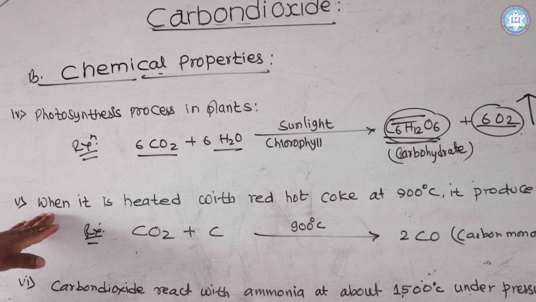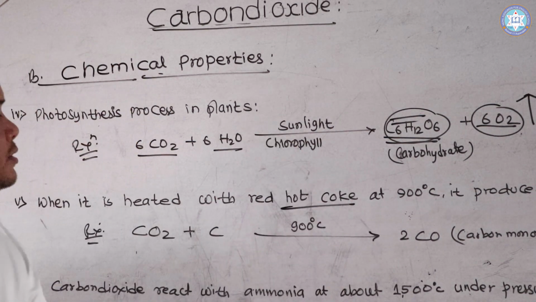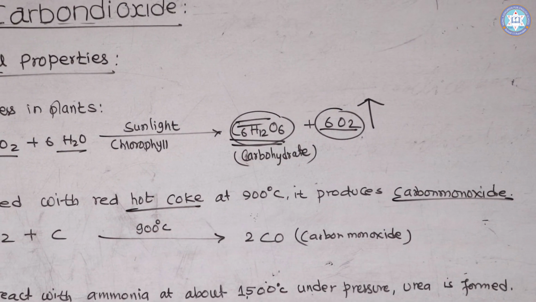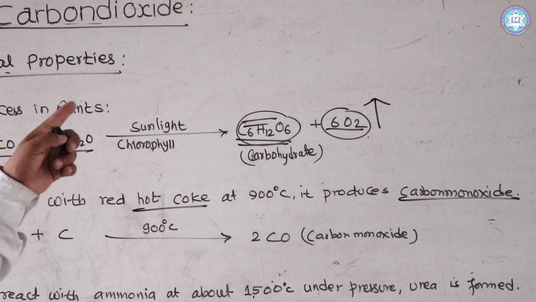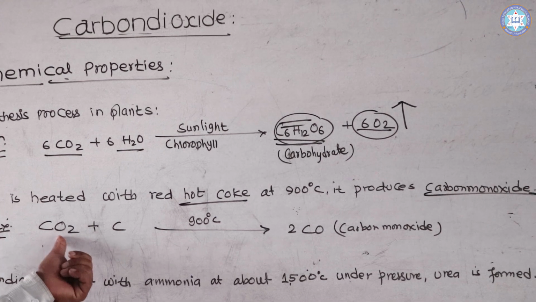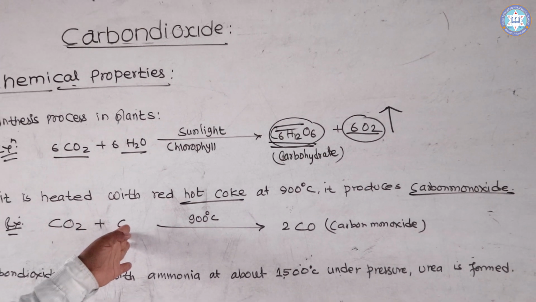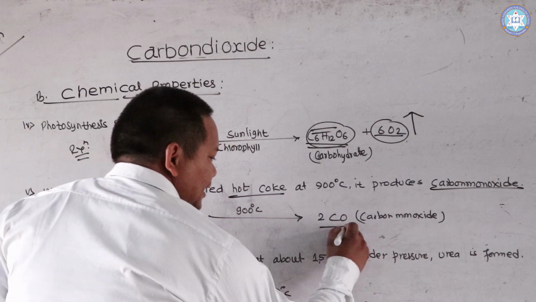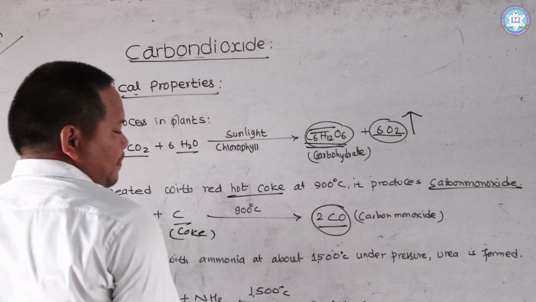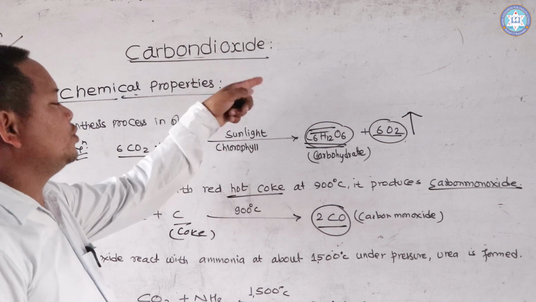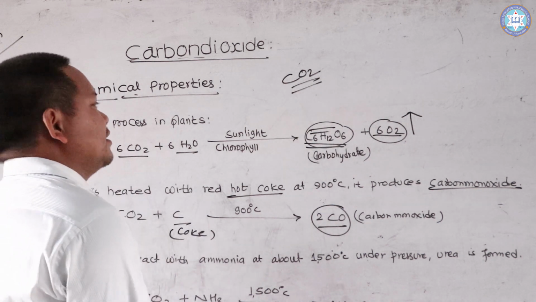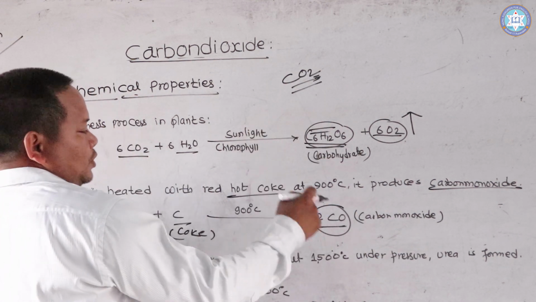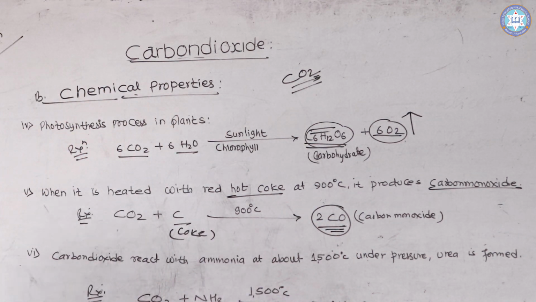And another property: when it is heated with red hot coke at 900 degrees Celsius, it produces carbon monoxide. We are reading the properties of carbon dioxide, and here when CO2 gas passes over red hot coke, then at high temperature it gives carbon monoxide. Don't be confused between this compound and carbon dioxide gas, CO2. This is the molecular formula of carbon dioxide. This is di, here there is no 2, so it is monoxide. Mono means 1, di means 2. Carbon monoxide is formed.